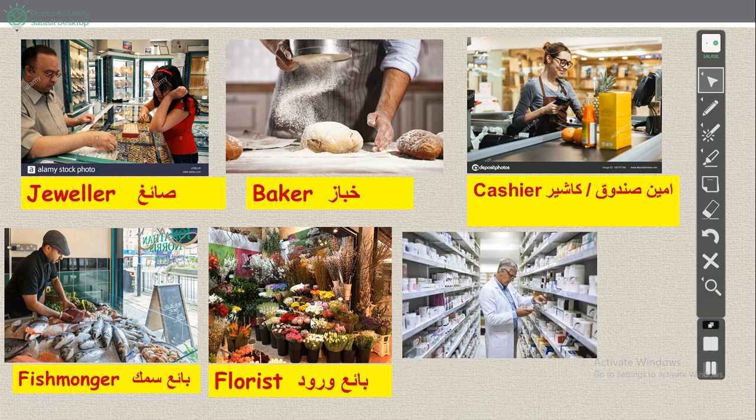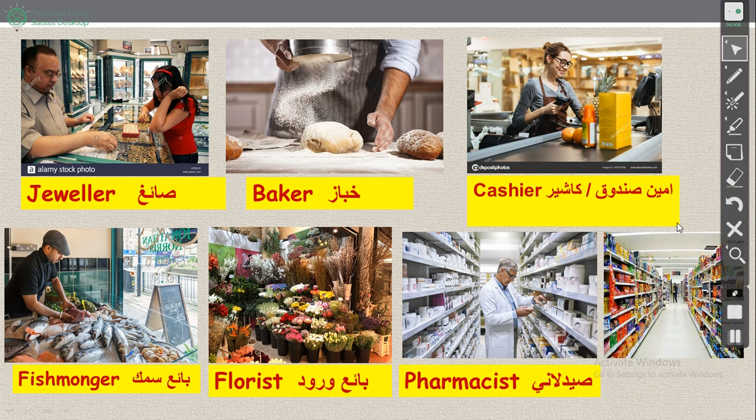And we have here a pharmacist. Pharmacist, صيدلاني. And we have here the supermarket. From here we can buy many things. From the jeweler we can buy jewelry. From the baker we can buy what? Bread. And the cashier, the one who gives him the money, right? Fishmonger, بائع سمك. Florist, بائع ورد. Pharmacist, صيدلاني. And supermarket. Supermarket, in Arabic we call it supermarket, right?